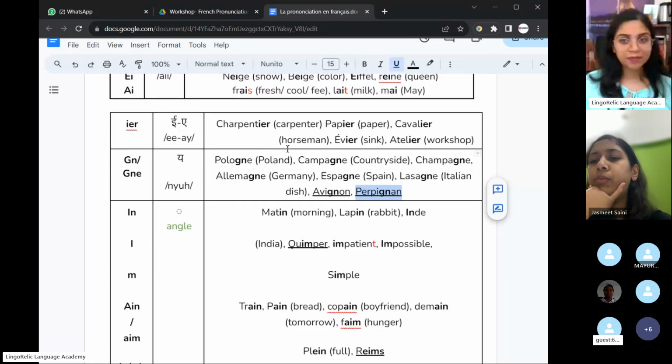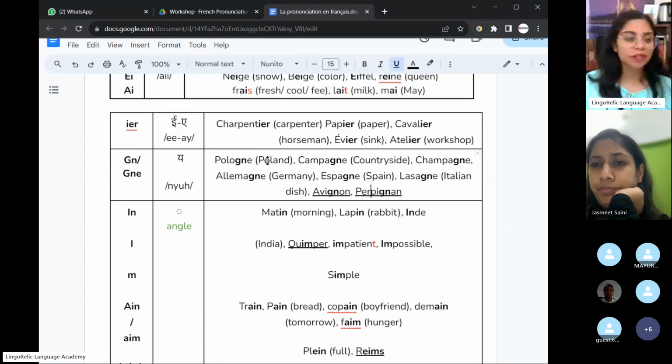Oui. Épinay. This is Épinay. This one is Perpignan. Perpignan. Three syllables. Perpignan. Okay?